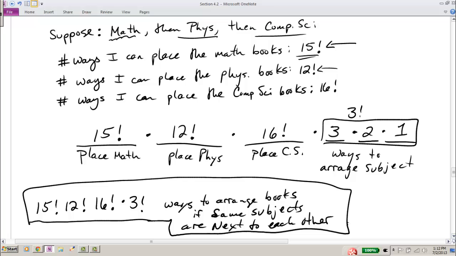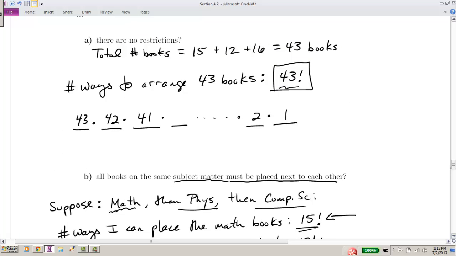Now you'll notice both in part B and part A, I didn't bother actually using my calculator to get an answer. As it turns out, these numbers are so huge that your calculator can only spit them out in scientific notation. There would be, I would think, probably 20 to 30 digits in both of these numbers if we did multiply them all out. So we'll just leave them written in the factorial form.